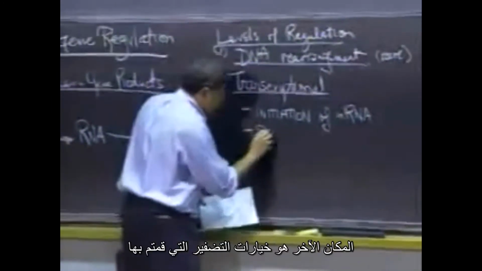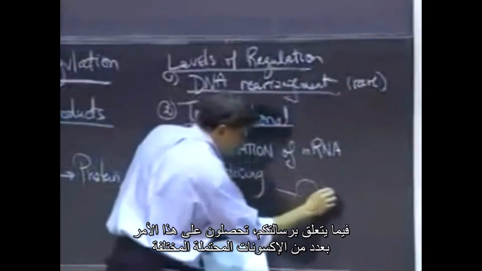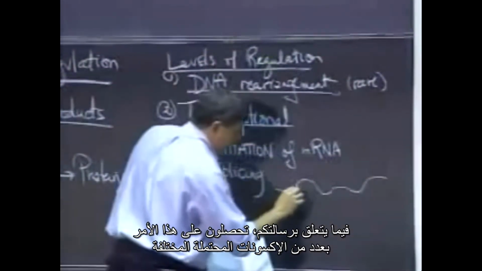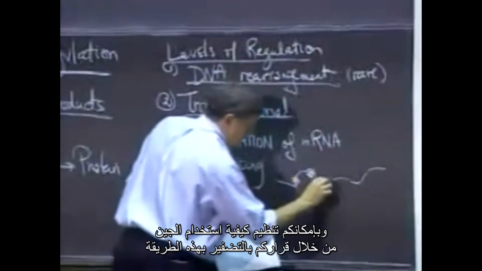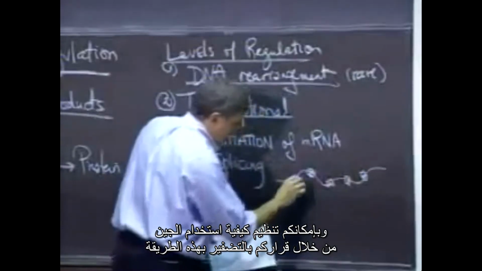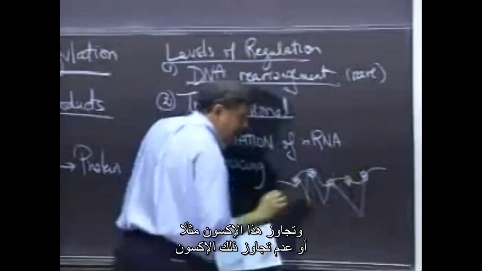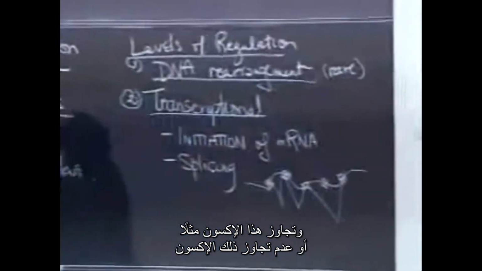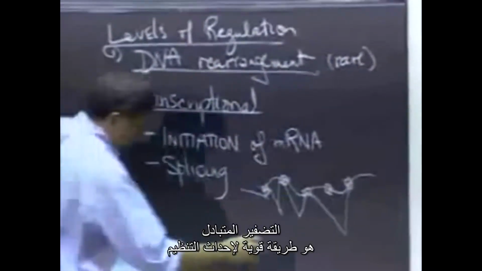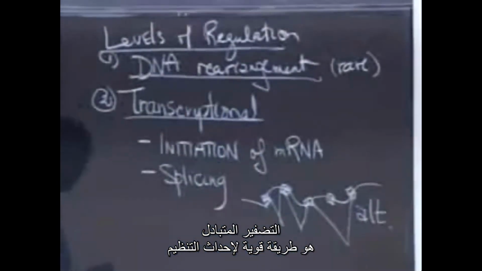Another place is the splicing choices that you make with respect to your message. You get this thing with a number of different potential exons, and you can regulate how this gene is used by deciding to splice it this way and skip over that exon, perhaps, or not skip over that exon. That alternative splicing is a powerful way to regulate.